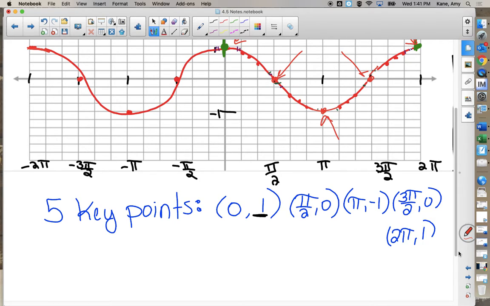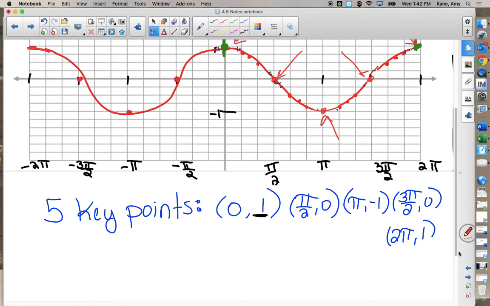So the key points for cosine: it starts at the max and ends at the max. So we have the angle of 0 and 2 pi, both having the max value. And then the other angles in between, we've got those intercepts and the min. But the 5 angles are the same. So I still have those 5 angles of 0, pi over 2, pi, 3 pi over 2, and 2 pi. It's just the y values are changing.